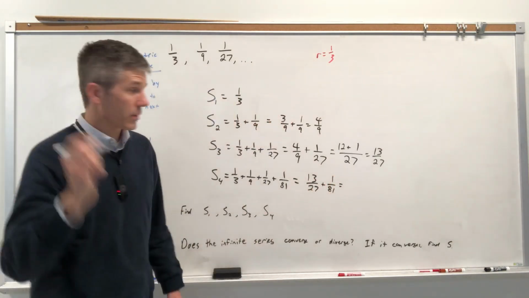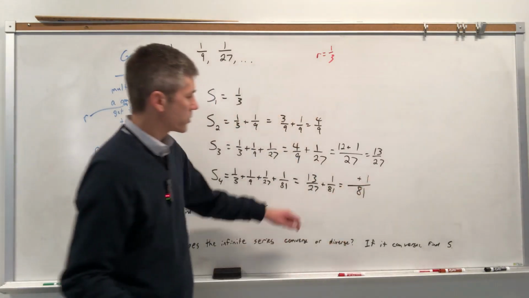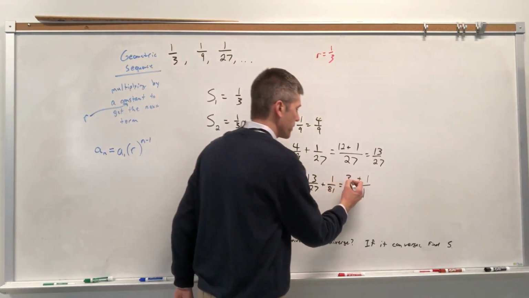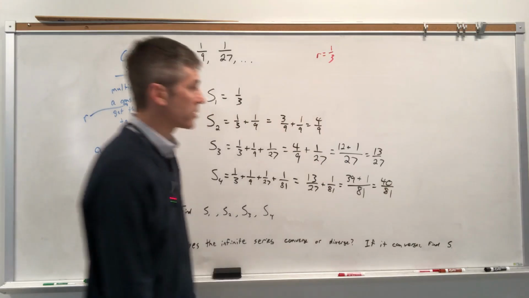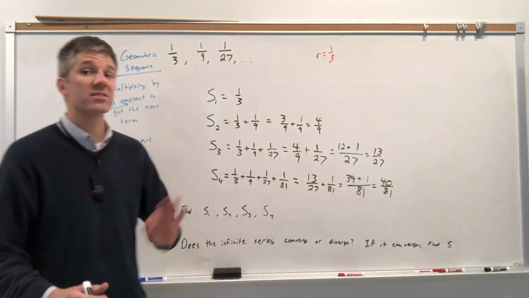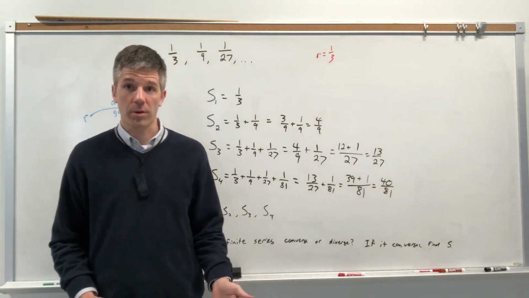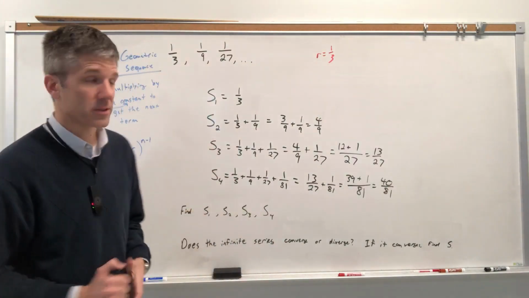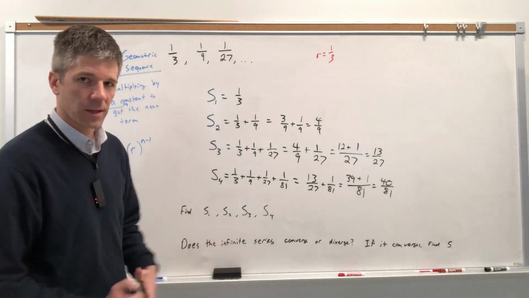Common denominator is 81, so put a 81. That one does not change. We would triple the 13, gives me 39. 40 over 81. Okay, the question earlier was, what does this approach? What does the sum approach? This is a different idea than saying, what does the sequence approach? What is the infinitieth term, so to speak? The limit as n approaches infinity of the explicit formula.